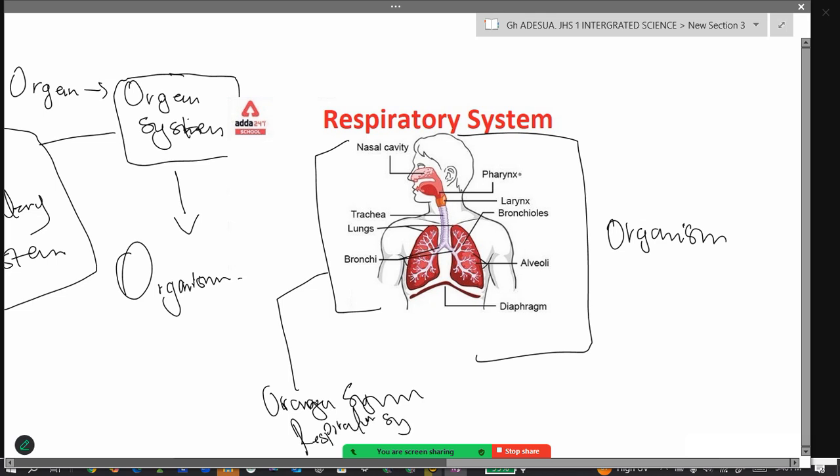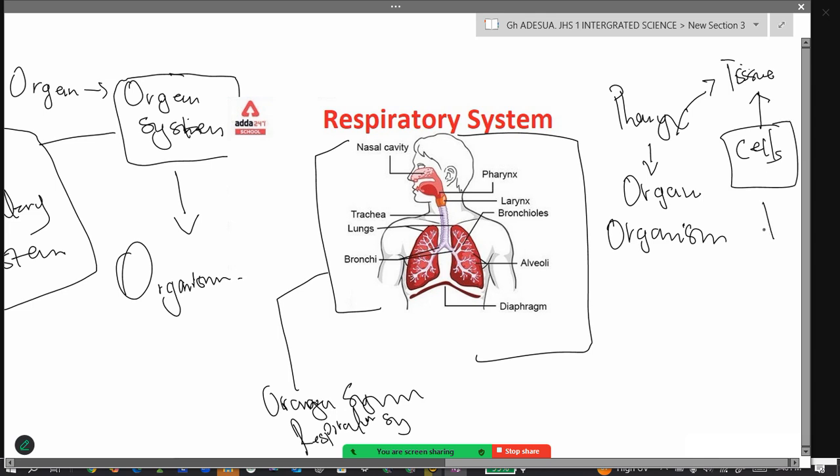Now, when we take one part, let's say the pharynx, it becomes the organ, right? If we look into the pharynx, we will see tissues inside, and if we look into the tissues, we will see cells. Cells are the last stop. You can't go further again. So that is how we are made up.